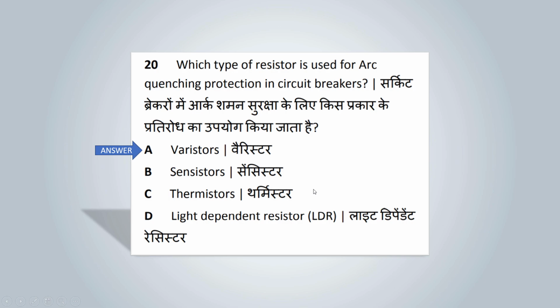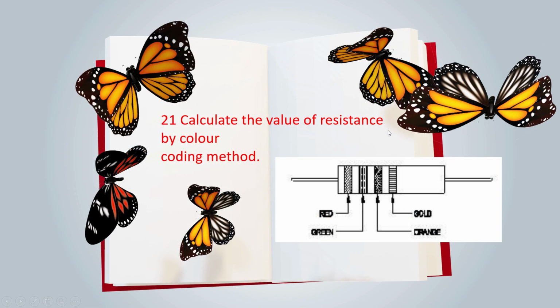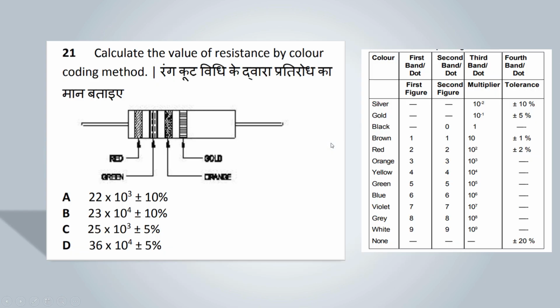Calculate the value of resistance by color coding method. I already explained. With the help of this table, we can solve any type of questions. Okay, see here. Red means 2, green means 5, orange means 10 raised to 3, gold is plus or minus 5%.